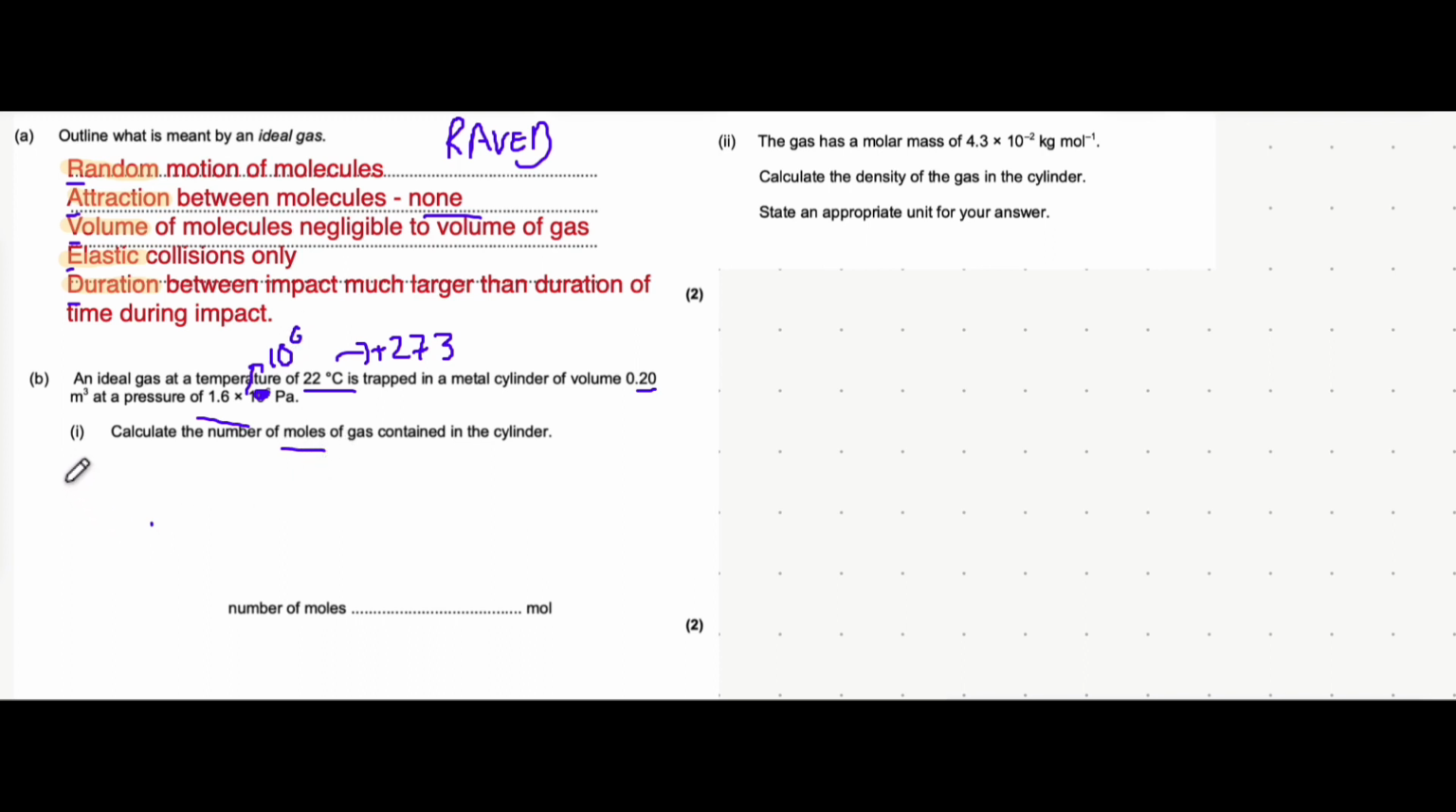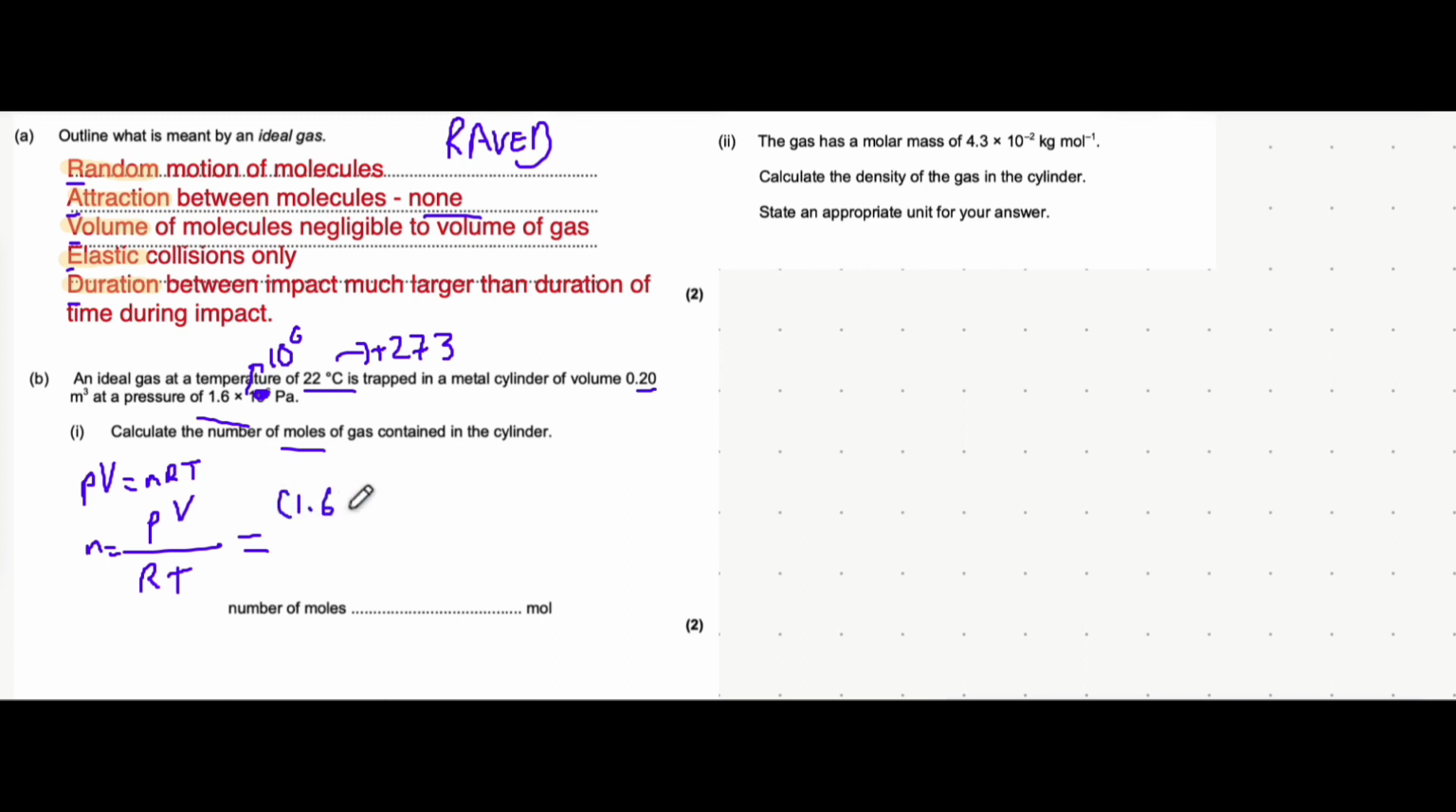So automatically what comes to mind is the equation of an ideal gas. PV equals nRT. And you want to rearrange for the number of moles. So it's the pressure times the volume divided by the molar gas constant, which is given in an exam, multiplied by temperature.